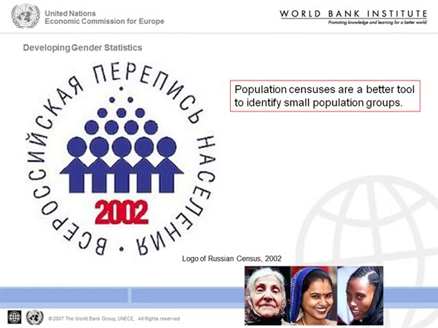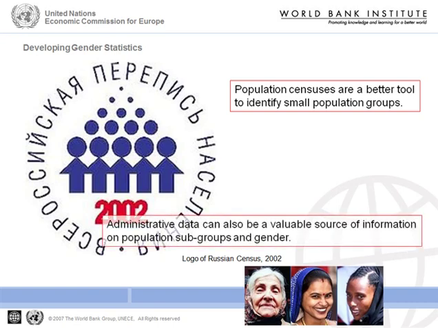Population censuses are a better tool to identify small population groups. However, the census is usually carried out only every 10 years, and it does not cover social and economic data in great detail. Administrative data can also be a valuable source of information on population subgroups and gender. However, ethno-cultural variables are usually not recorded in administrative sources, mainly because of confidentiality concerns.